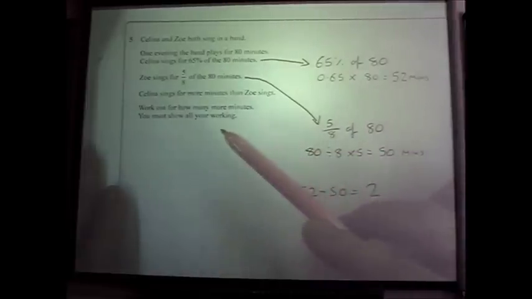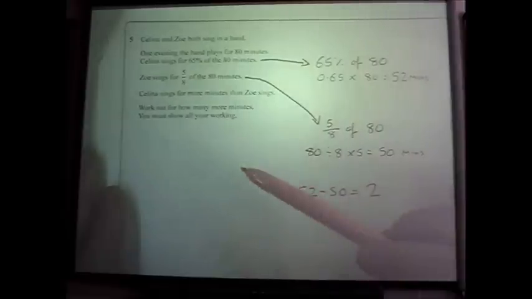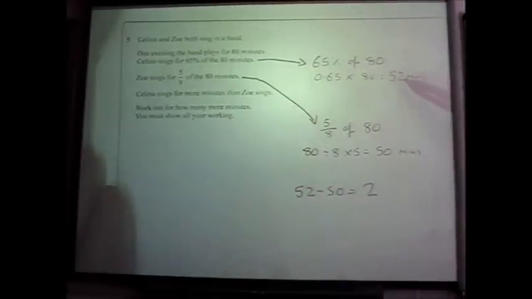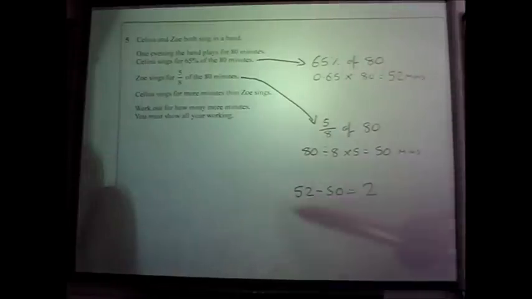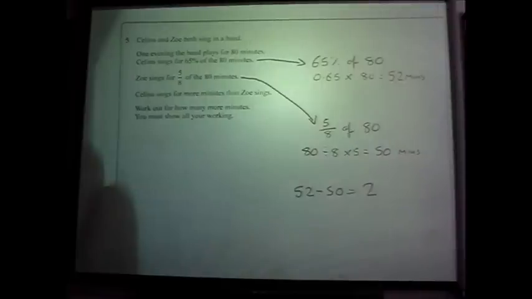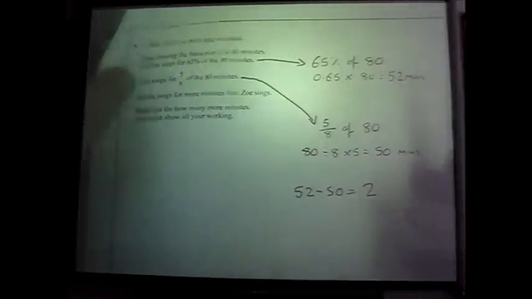And the question says, Selena sings for more minutes than Zoe. Work out how many more minutes. Well, she sang for 52, she sang for 50, so the difference is 2. So the answer is 2 minutes there. Question number 6, down the bottom.